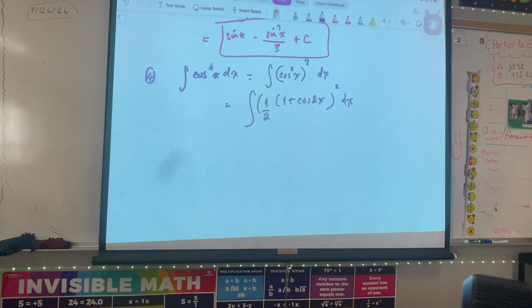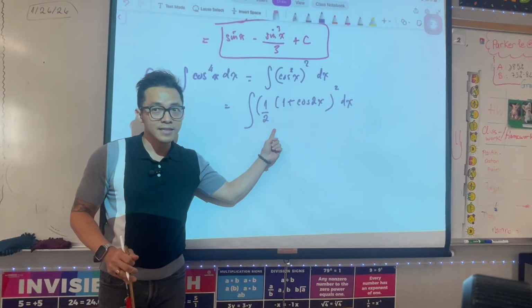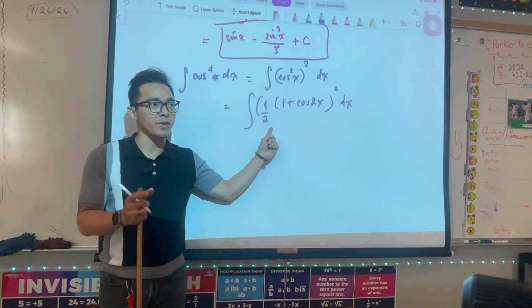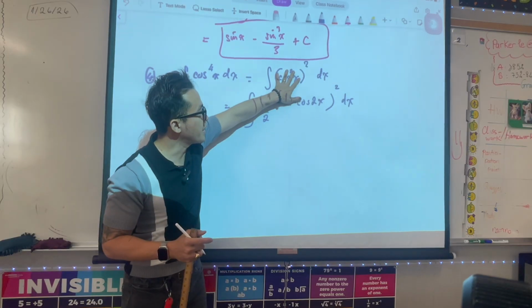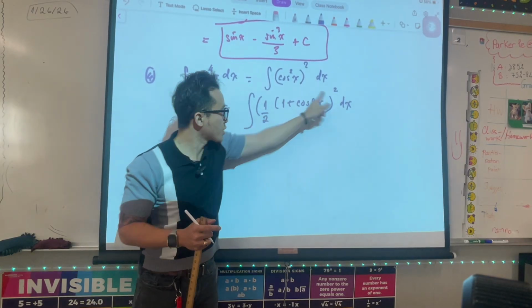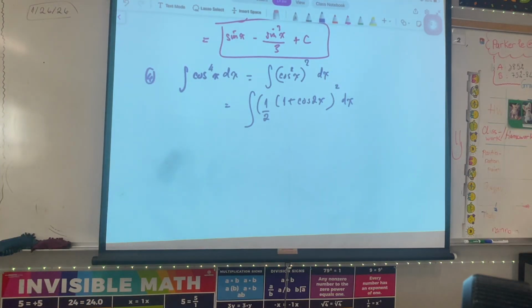So we take out the half. Is that half? No, it's not 1/2. It's 1/4. Don't make that mistake. That's the mistake the last students made, because everything here is squared, so everything here needs to be squared. So 1/2 squared is 1/4. Don't forget that. So 1/4 and 1 plus cosine 2x squared.